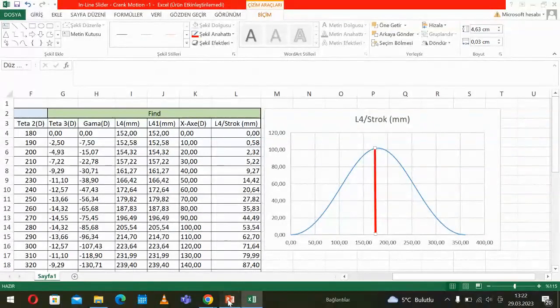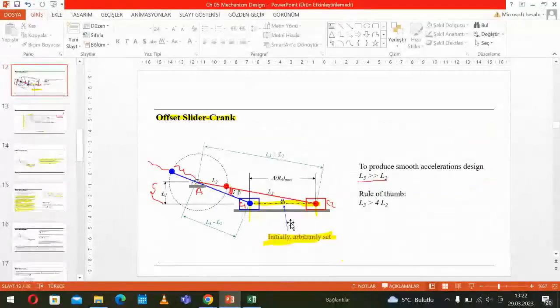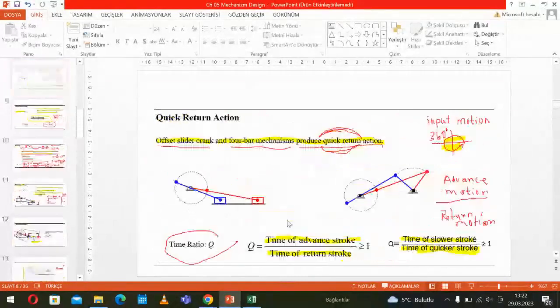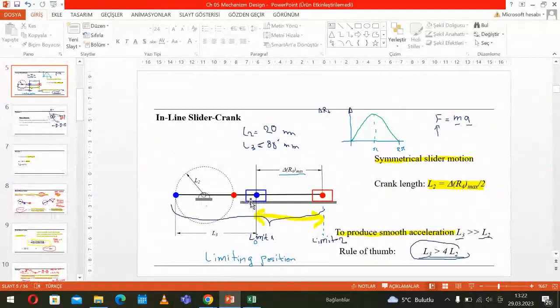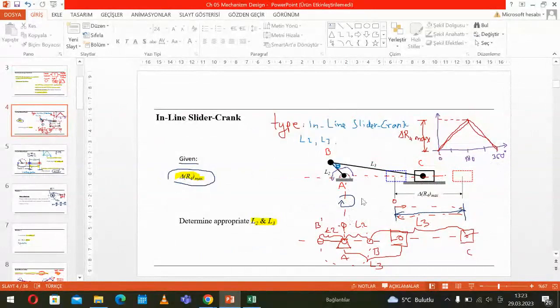So this is an inline mechanism, like this one. Where is it? Here, like this one is the inline mechanism. So in the inline mechanism, the stroke is defined by the length of L2, and 2 times L2. This is, let's say, the minimum stroke. If it is in this position, maximum stroke. So that means the length of stroke is 2 times L2.